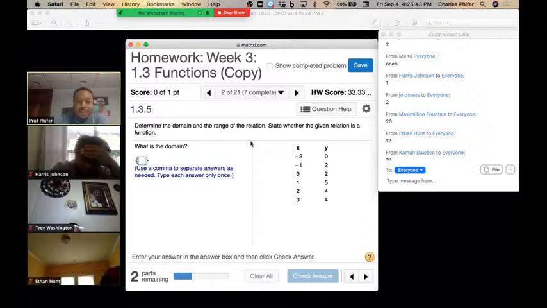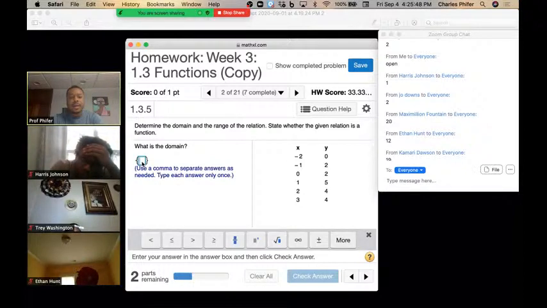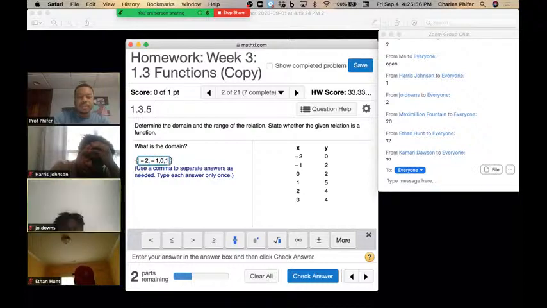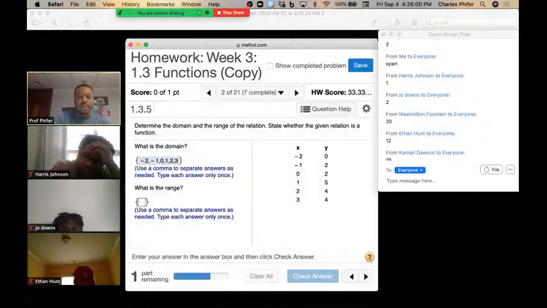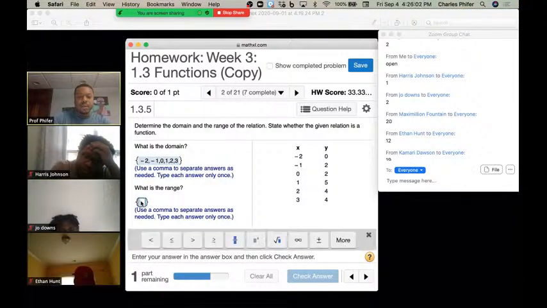Let's see. Determine the domain and range of the relation. Pretty straightforward, right? Domain. Do I need to explain this one, or is everybody okay with this one? Just let me know if I need to explain where these answers are coming from. So the domain looks good. And then the range. The range is 0, no repeats, 5 and 4.